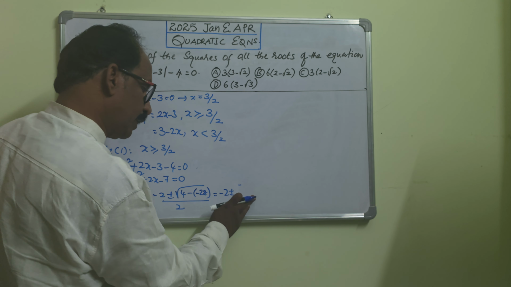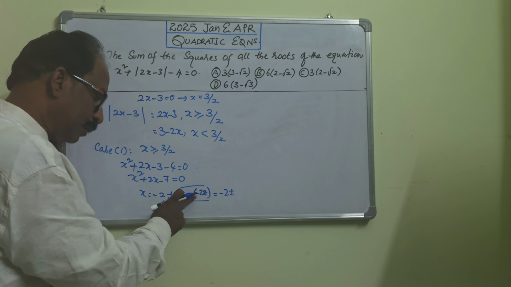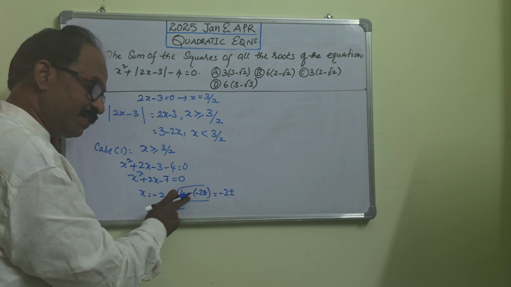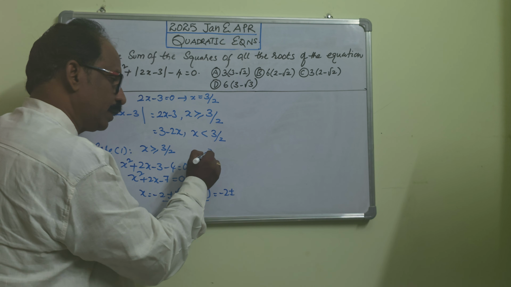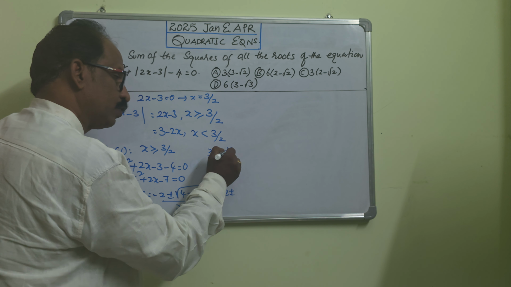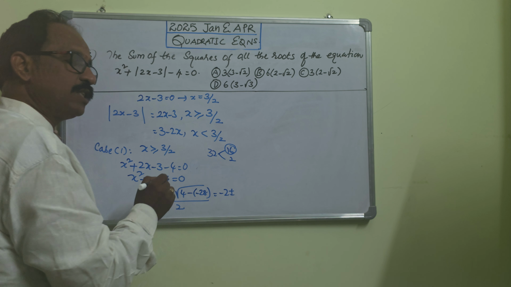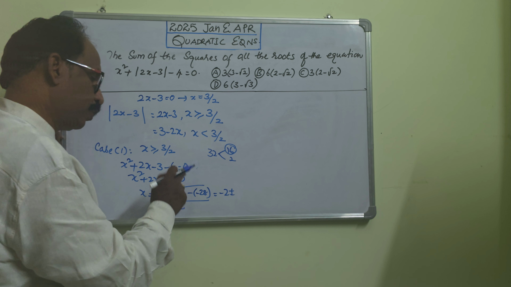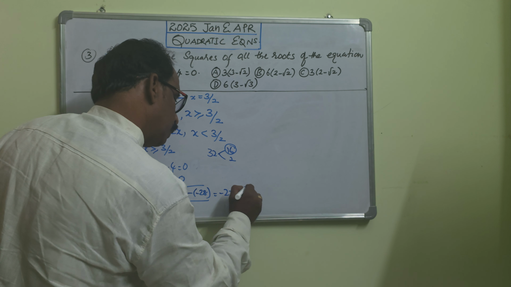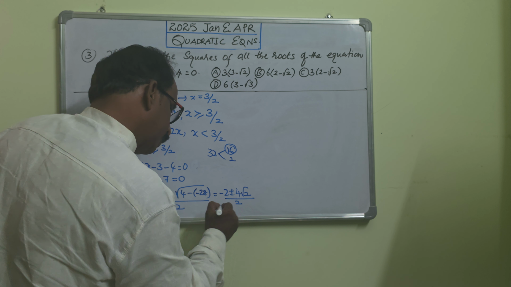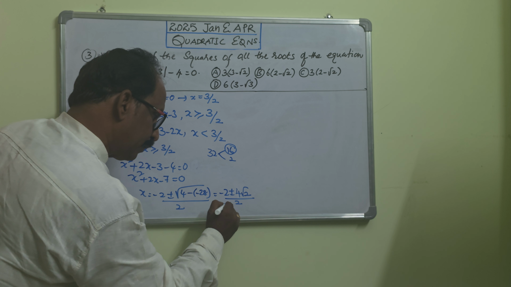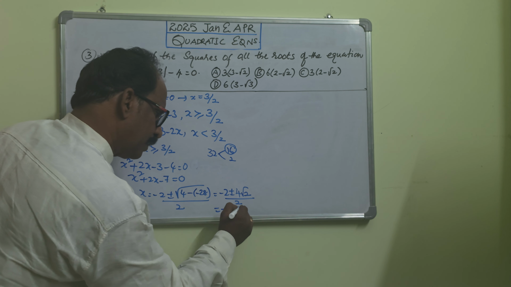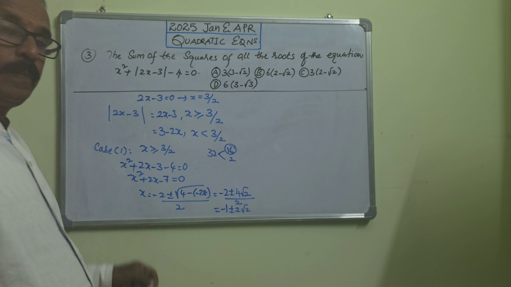32 can be written as 16 times 2. The root of 16 is equal to 4. So you can write it as 4 root 2 by 2. So after taking 2 common and cancellation, we get minus 1 plus or minus 2 root 2.